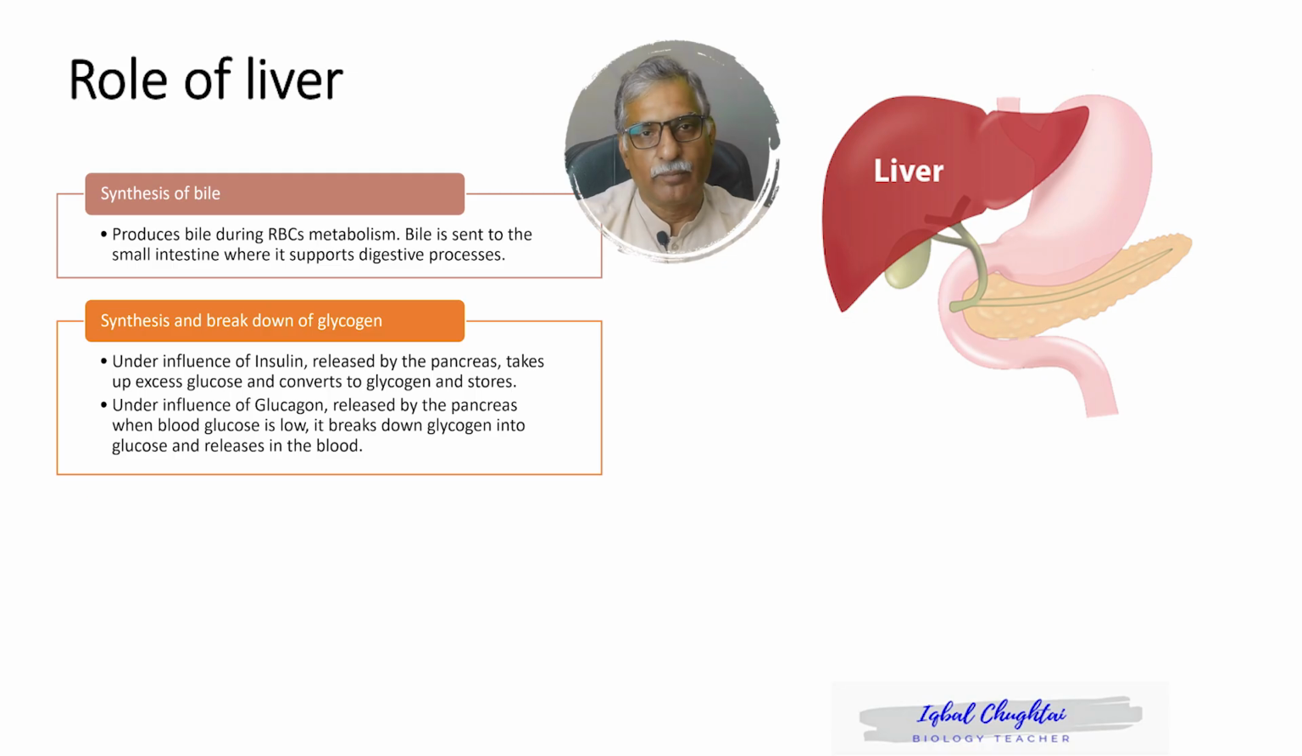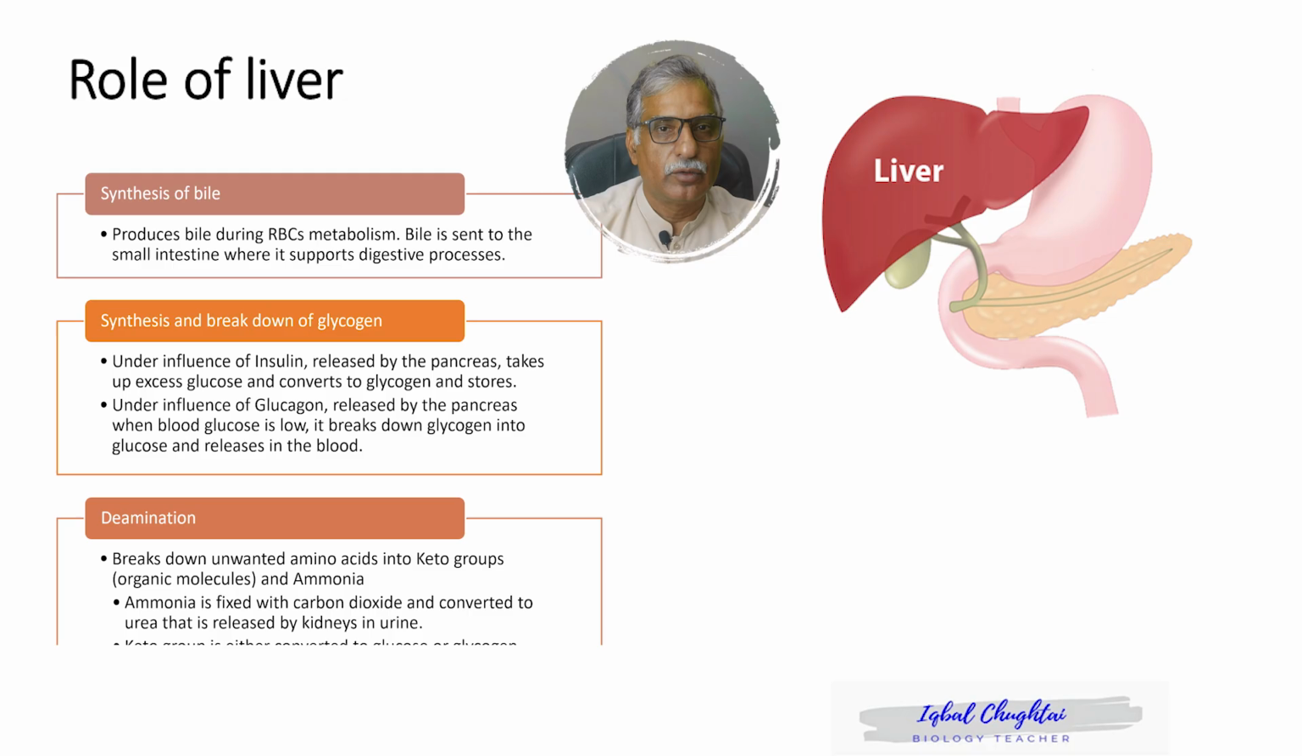At the same time, the liver also oxidizes the lactic acid. The lactic acid produced during anaerobic respiration in our muscles is carried to the liver, where liver cells oxidize this lactic acid and reduce the possible toxicity chances.